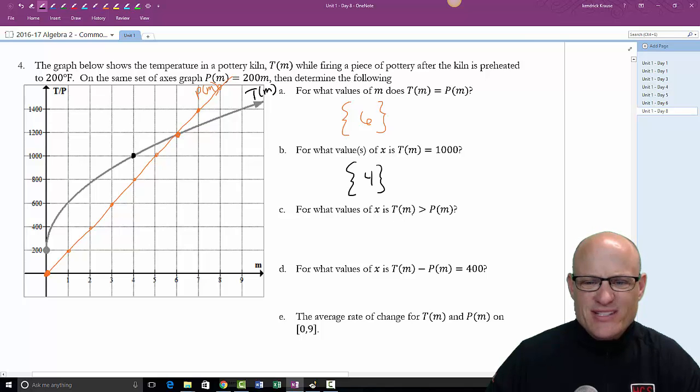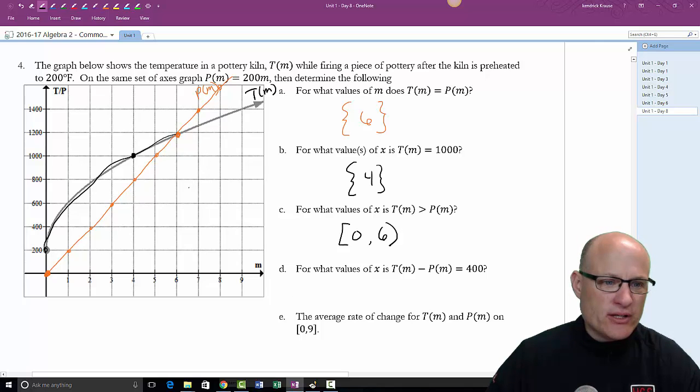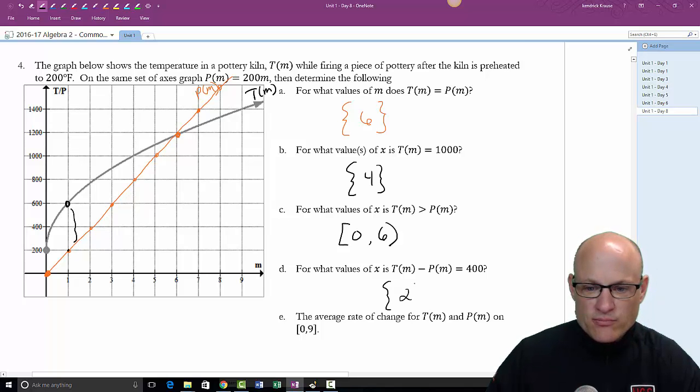For what values of x is T of m greater than P of m? Well, it starts out greater here, and it's always greater until they equal each other, which is right about here at 6. So we're going to go from 0 to 6, not including 6, because that's where they're equal to each other. When is there separation by 400 units? Looks like it's right here. And we want T of m above P of m. Between here and here, it is 400 units. So that would be at 2.